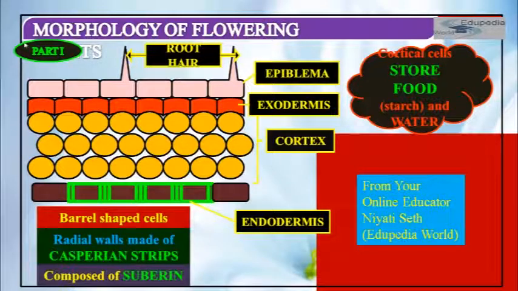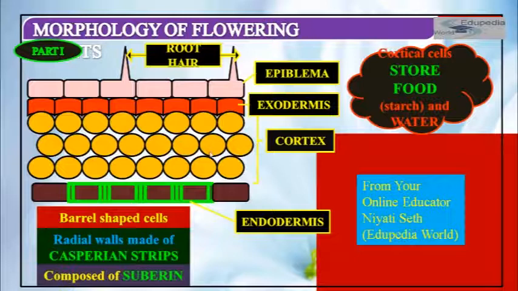And as you can see, some of the epiblemma, not all, students, can you see all cells of an epiblemma bearing root hairs? No. So some of the epiblemma cells are produced into long unicellular projections, which we call root hairs, students. That's why epiblemma is also known as piliferous layer, students.